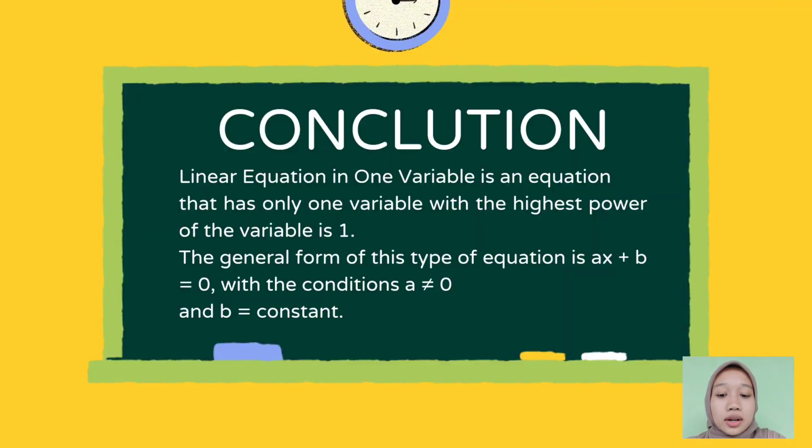So the conclusion of our lesson today is that a linear equation in one variable is an equation that has only one variable, with the highest power of the variable being 1. The general form of this type of equation is ax plus b equals 0, with the condition a not equal to 0, b equals a constant, and x equals the variable.